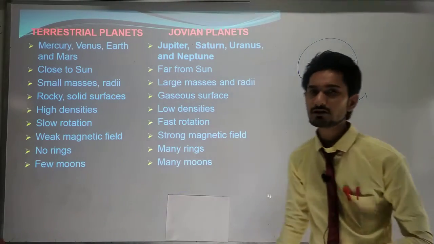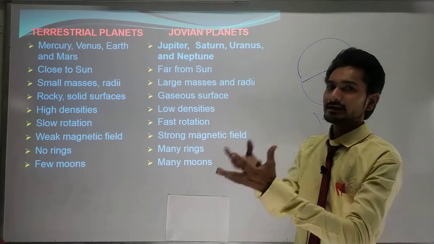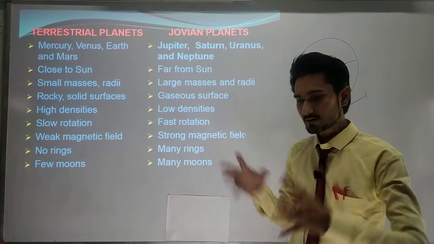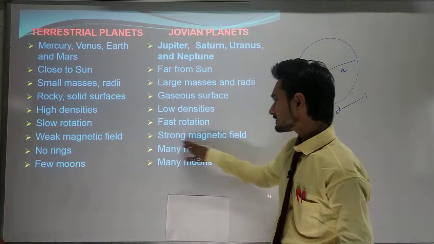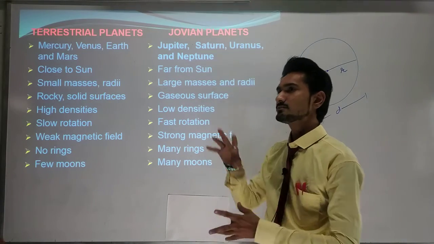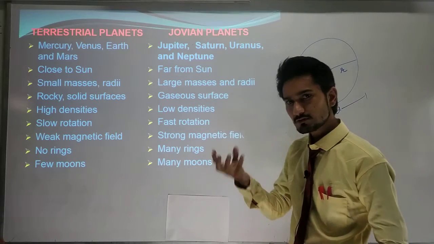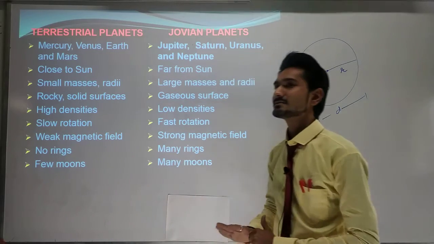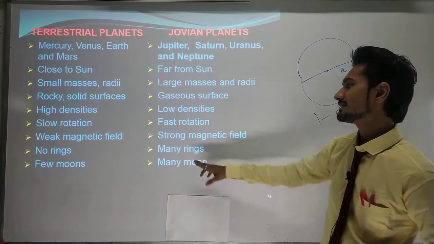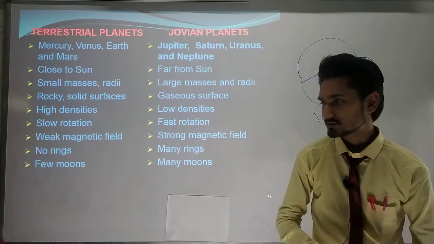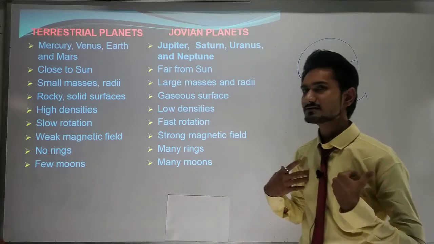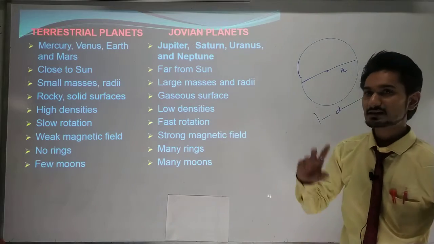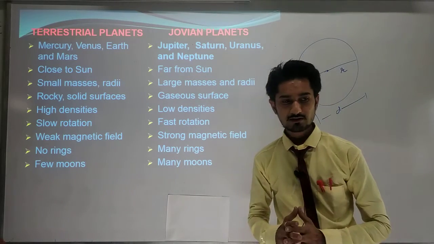Because of the weak magnetic field, all the planets or satellites cannot come to us. Otherwise, all the things would reach our Earth and our planet would collapse. Jovian planets have a very strong magnetic field, so some of the objects get pushed down to those planets. There are no rings in the terrestrial planets, while Jovian planets have many rings. Terrestrial planets have few moons, like us, we have only one natural satellite, the Moon. Jovian planets have many moons in their orbital structure.